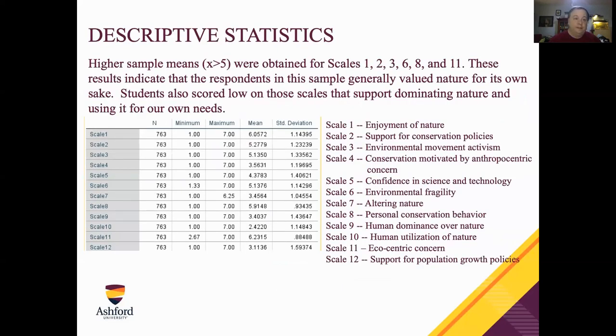Descriptive statistics. Higher sample means were obtained for scales 1, 2, 3, 6, 8, and 11. These results indicate that the respondents in this sample generally valued nature for its own sake. Students also scored low on those scales that support dominating nature and using it for our own needs.